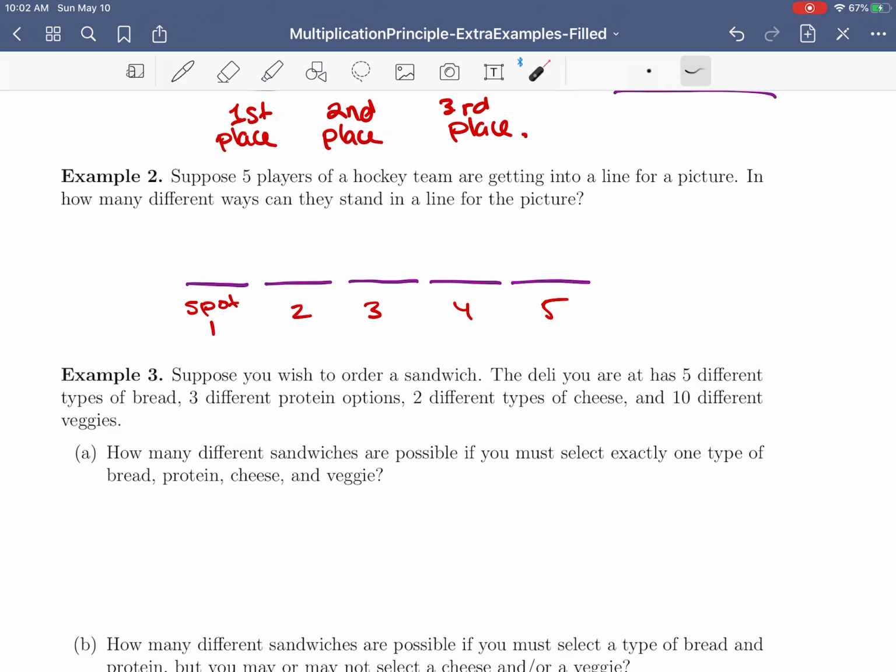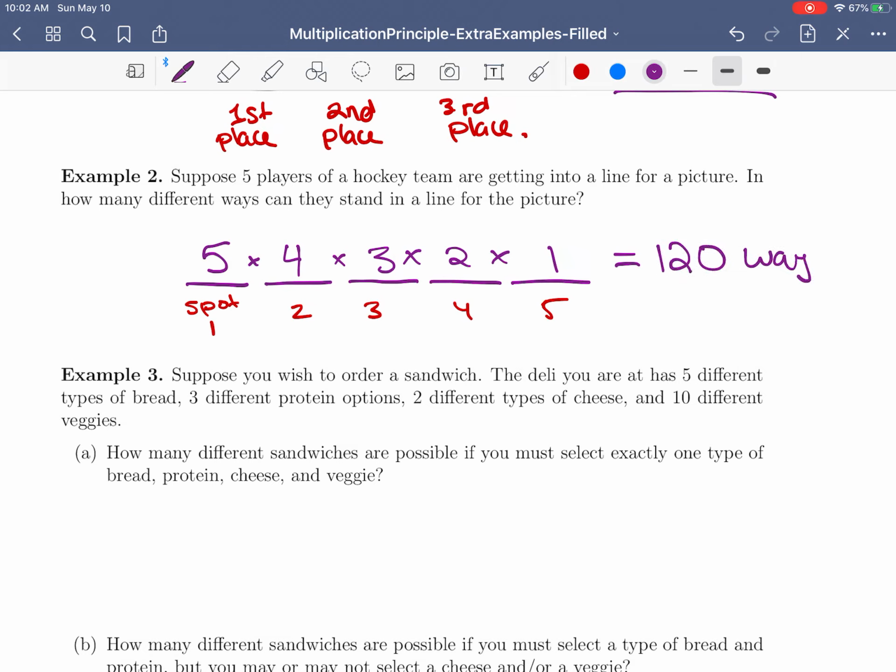Now, because there's 5 players to begin with, the first spot is going to have 5 options. Now, we can't have 1 person in 2 different spots, so the number of options is going to decrease each time I try to fill a spot. So I'm going to have 5 times 4 times 3 times 2, and the last one I only have 1 person left, so I only have 1 option for that spot. So this is going to be 120 different ways that they could take that picture.